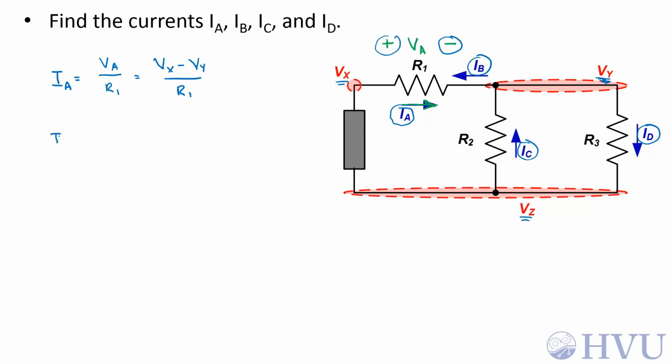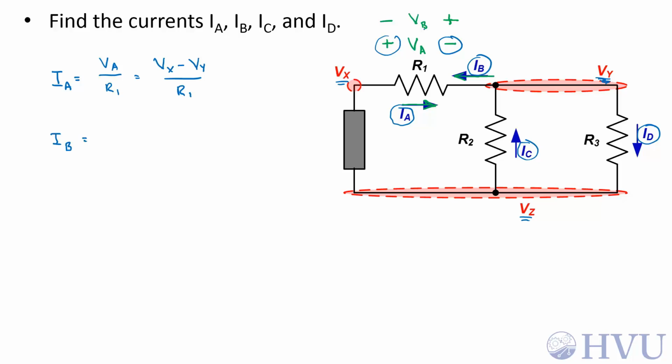Now let's do I sub B. To use Ohm's law to calculate I sub B, I need the voltage across the resistor, but I need to define it such that positive current, and I sub B is entering the left terminal, enters the positive voltage terminal. So my voltage V sub B is like this. I need the positive terminal to the right, the negative terminal to the left. Assumed positive current is entering the assumed positive voltage terminal.